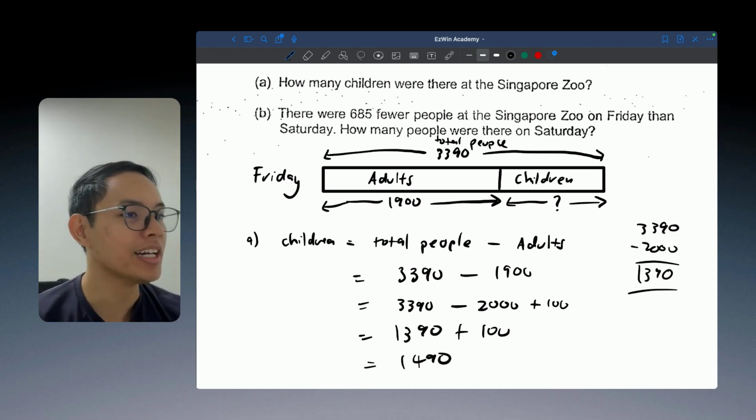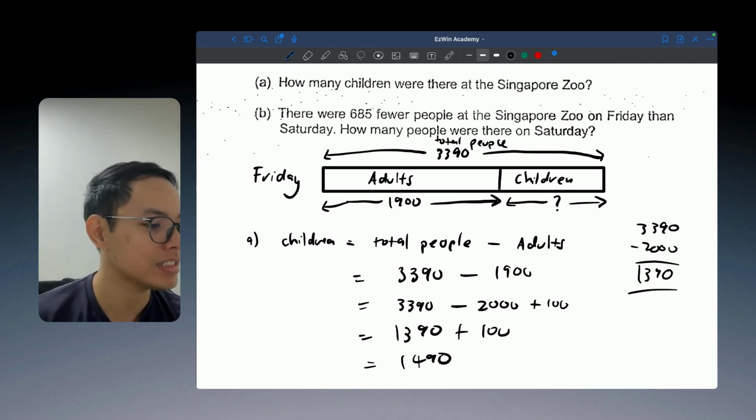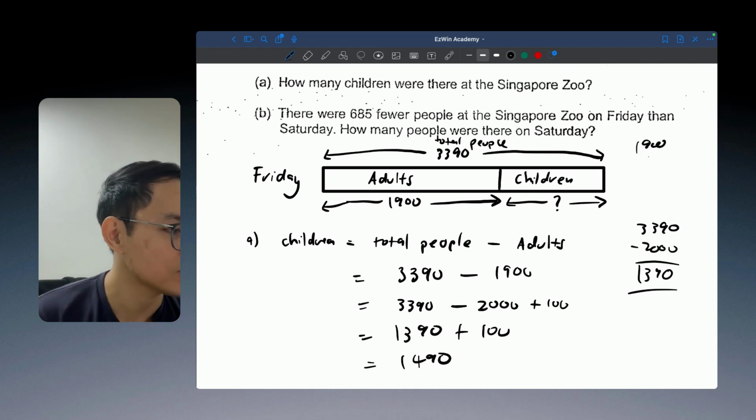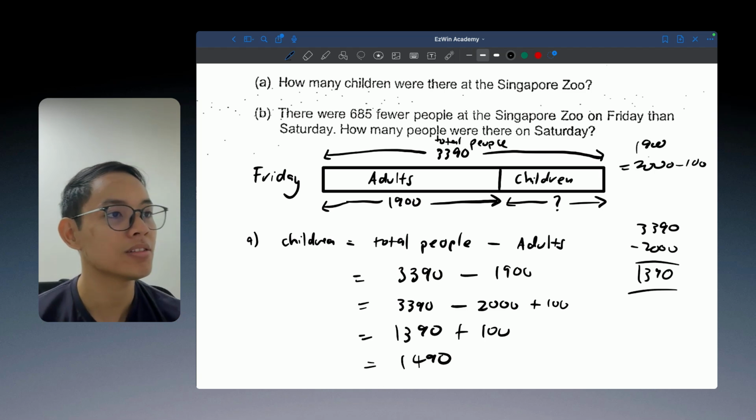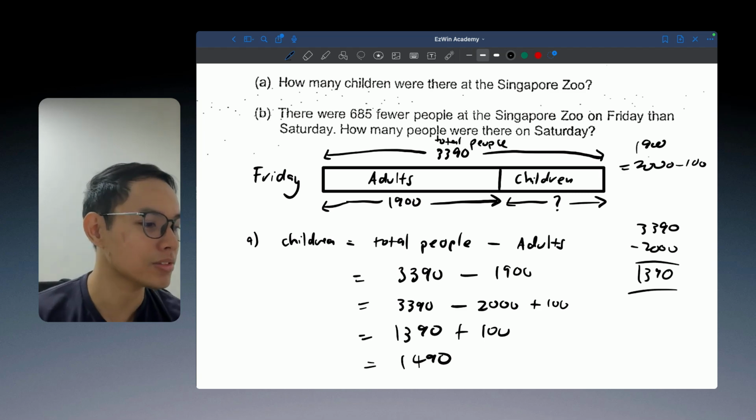Hack of the day, right? Because that's how I usually calculate when it's very close to this. So 1,900 is essentially 2,000 minus 100. So it's simpler for you to minus off. Let me know if this is an easier way to minus off stuff.